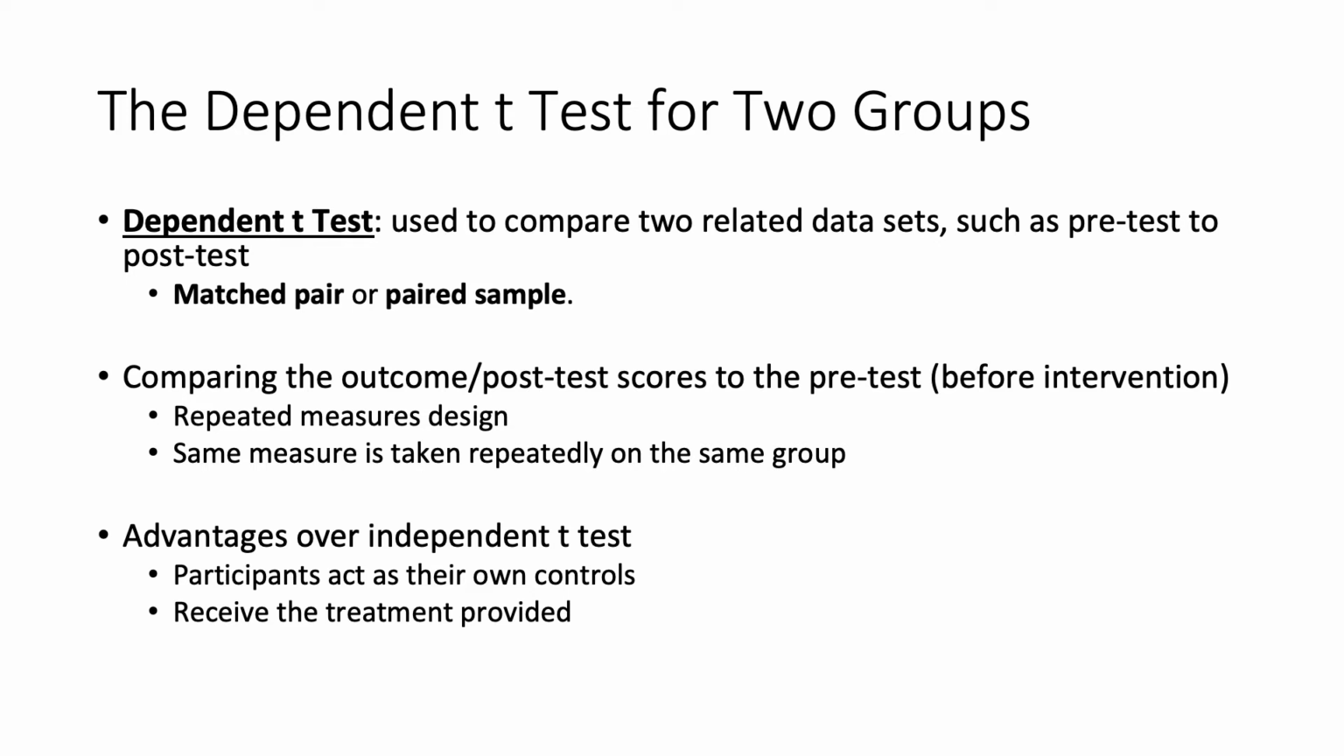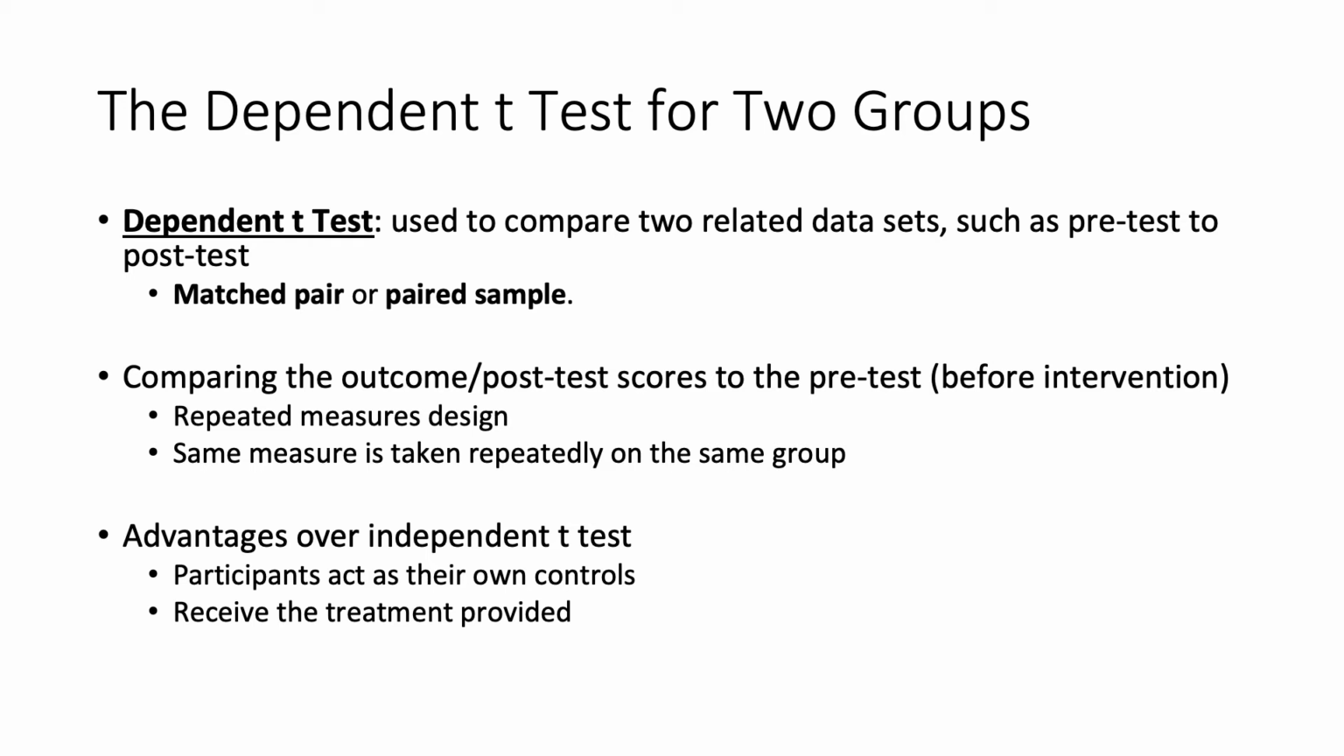A dependent t-test is used to compare two related data sets, such as pre to post testing. A dependent t-test is also referred to as a matched pairs or paired samples t-test. There will be times when you may want to examine two groups that are related to each other in some way. So if you want to investigate the effects of an intervention, you'll want to compare the outcome or post-test to how the group performed before the intervention, or a pre-test.